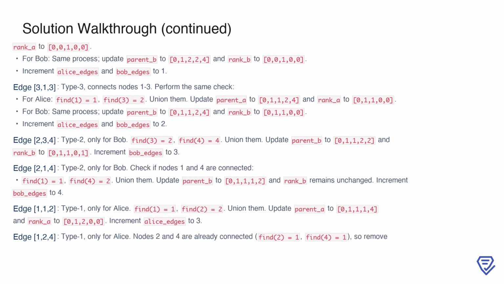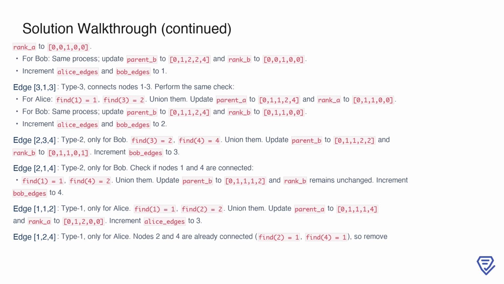Moving to the edge 2, 3, 4, which is a type 2 edge for Bob only, we check whether nodes 3 and 4 are connected. Since they are not, we perform a union operation for Bob. The parent array updates to 0, 1, 1, 2, 2, and the rank array updates to 0, 1, 1, 0, 1. Bob's edge count increases to 3.